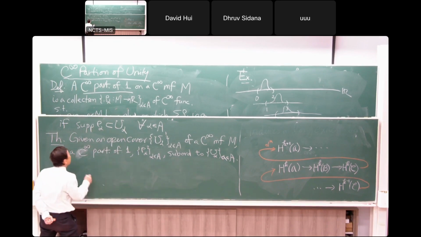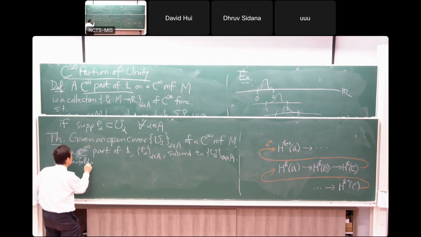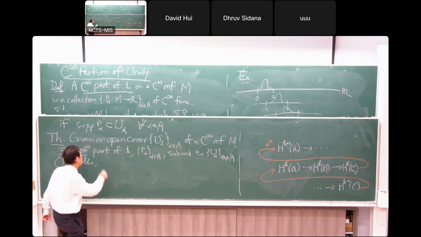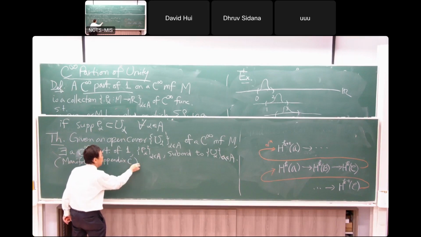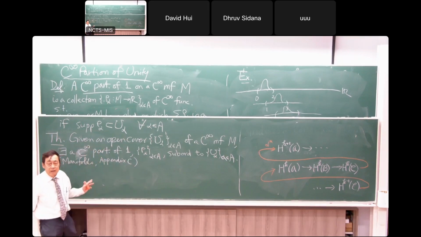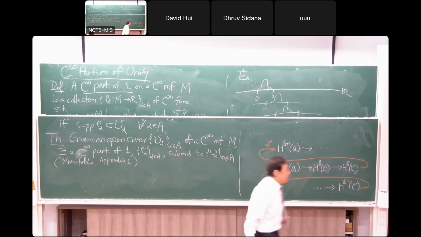And I'm not going to prove this theorem. It's a very technical theorem. But again, for the proof, you can find it in the manifolds book. It's one of the appendices. I think it's Appendix C. Okay. So that's all you need to know about partitions of unity.